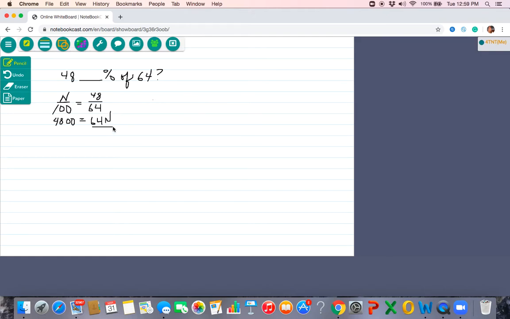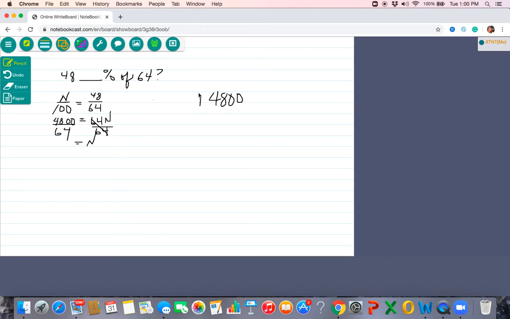Now I want to get rid of that 64 to get n by itself. I'm going to divide both sides by 64. And I get, cross those out, and then I have n on this side. And then I have 4,800 divided by 64. Oy vey. So let's just do the long division. It's good for us to practice anyway.